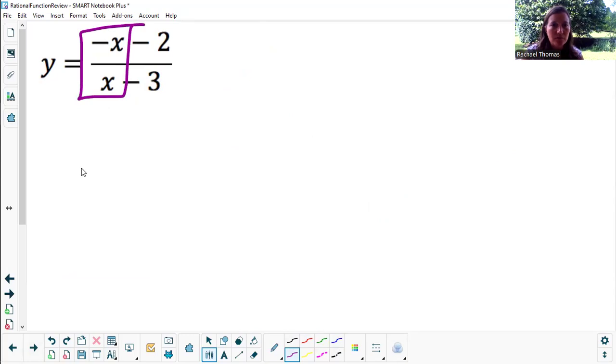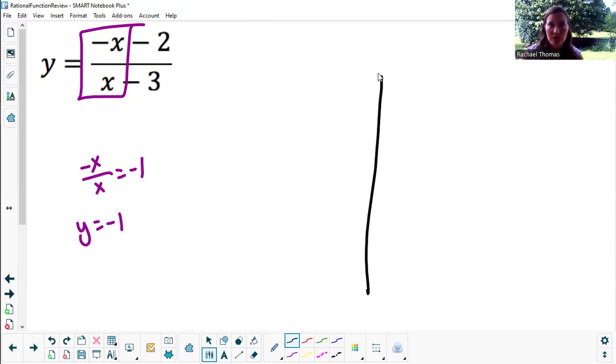Negative x over x is -1. I've got a horizontal asymptote of y equals -1.